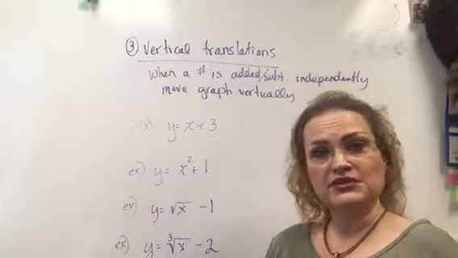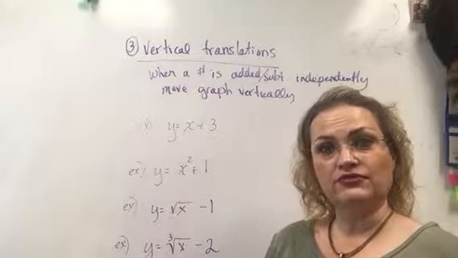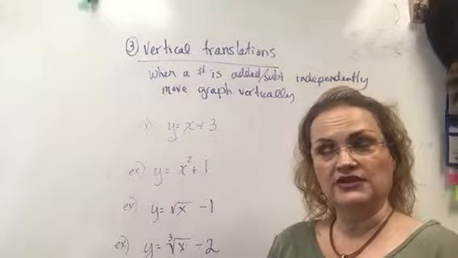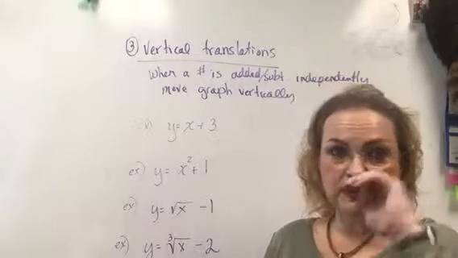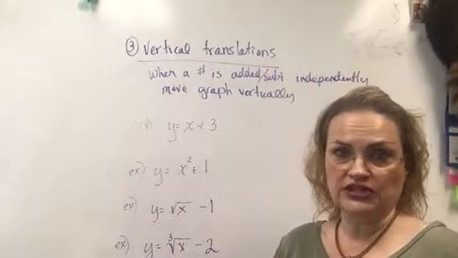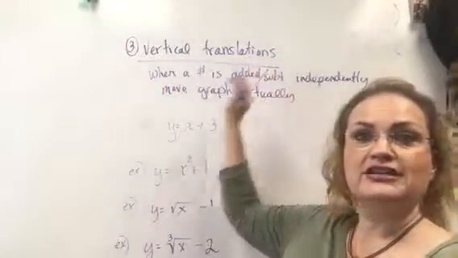Then the second rule was the negative sign, how the negative sign will flip the graph either left, right, or up, down, depending on if it's on the x only or on the whole function. So that's where we're at. So we're to the third rule, which is the vertical translation. There are 4 rules, by the way. So the third rule is vertical translations.